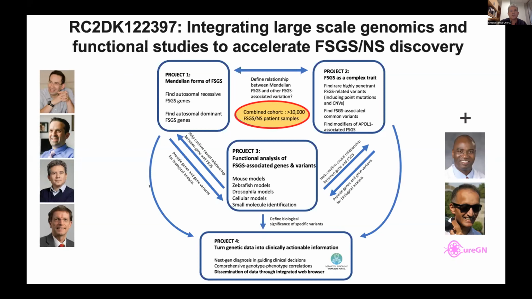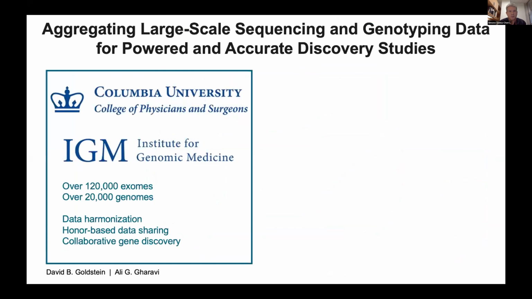But there are multiple caveats to that. I'm fortunate to be sitting at Columbia, at the Institute of Genomic Medicine, which was founded by David Goldstein, and now the interim director is Ali Gharavi. We basically have an honor system by which every investigator interested in genomics dumps their exomes and genomes in a common warehouse that now amounts to about 120,000 exomes and about 20,000 genomes, which all pass through similar QC for data harmonization. It's an honor-based data sharing process in order to foster collaborative gene discovery. That's where all the genomic data for this coalition sits for nephrotic syndrome.